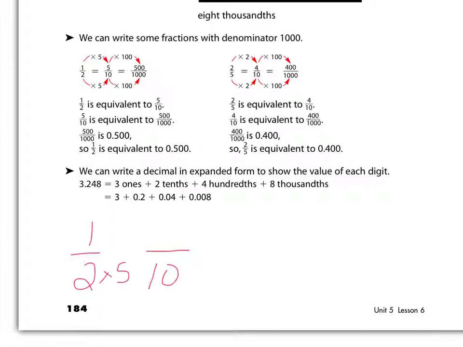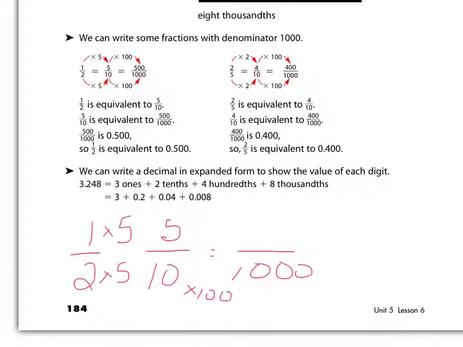2 times 5 is 10. What I do to the bottom, I also have to do to the top. 1 times 5 is 5, so it would be 5/10ths. Now, if I want to get that all the way to the thousandths place, to get from 10 to 1,000, I actually multiply by 100. And remember, we can use our annexing zeros to help us there. 1 times 1 is 1, and we add the 3 zeros, so we know that's going to make 1,000.